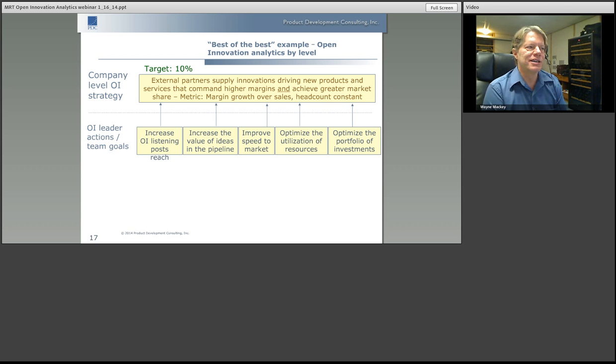Speed to market is a good reason to do open innovation. If somebody else already has something that's out there, you don't have to develop it. You don't have the learning curve associated with it. Optimizing the utilization of resources.